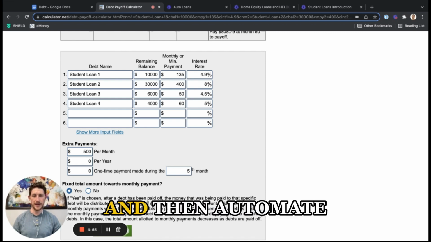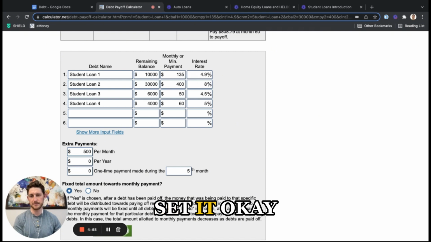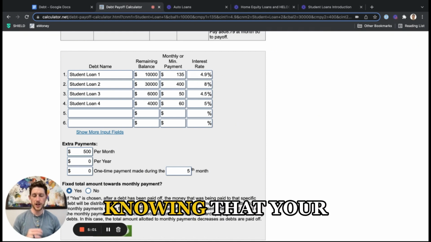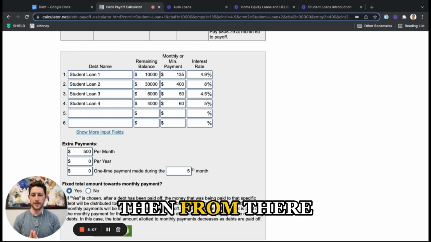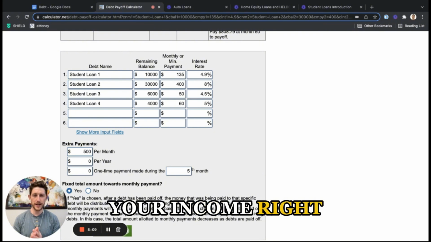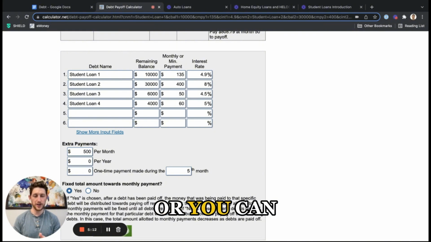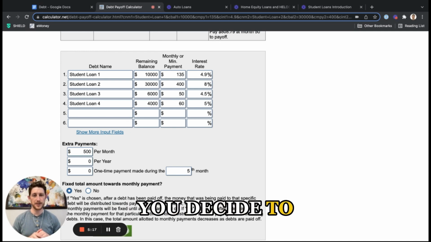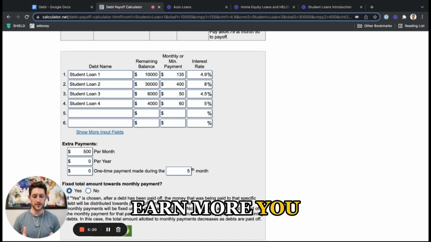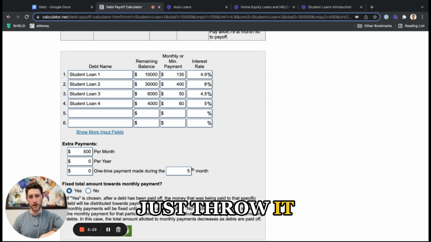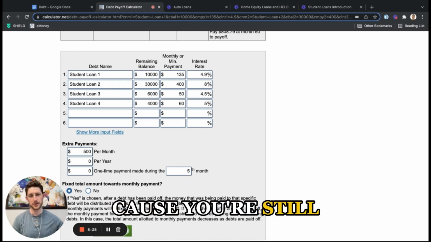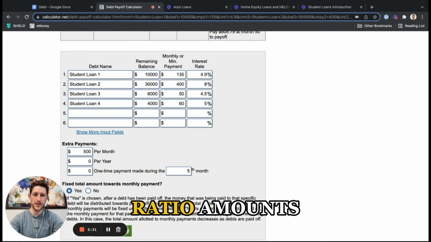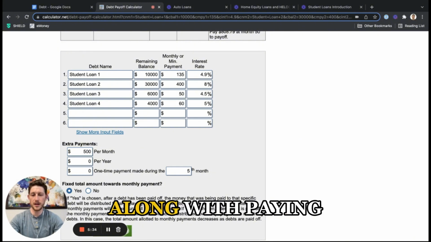What's my plan? And then automate your payments and set it. Just let it do its work, knowing that your future ratio is taken care of, your other needs are taken care of. Then from there, if you increase your income, you can put more money towards your debt, or you can split it in the same percentages to debt and future ratio, however you decide to do that. But if you earn more, you get a $10,000 raise and you want to just throw it onto debt to make that faster, great. That's totally fine because you're still doing wealth building over here with your future ratio amounts and you're still making progress there along with paying off this debt.